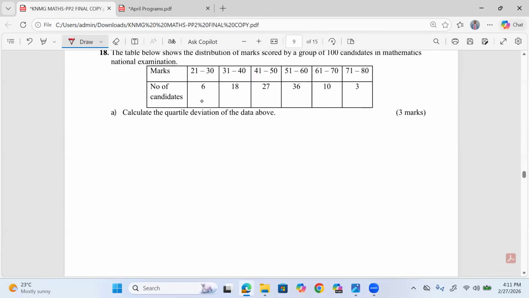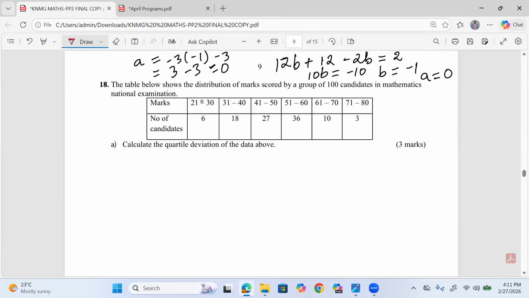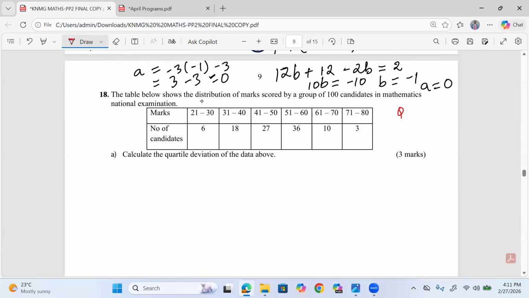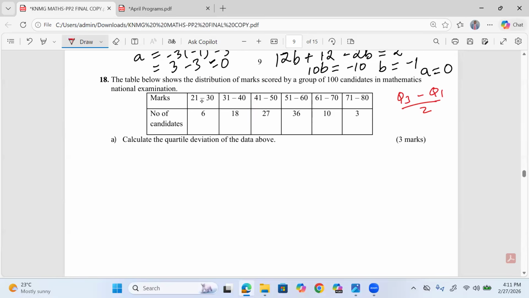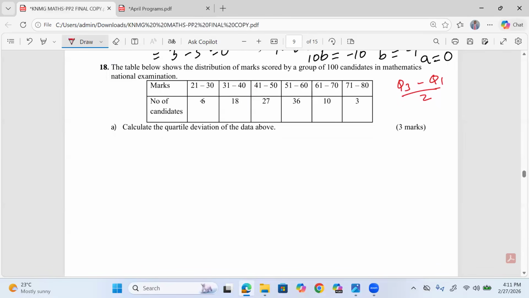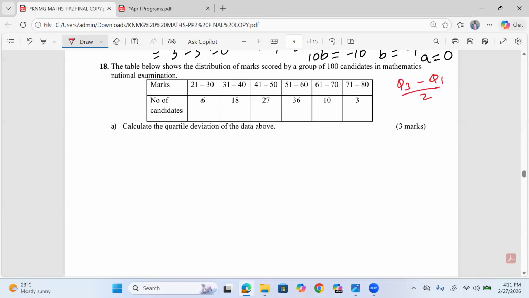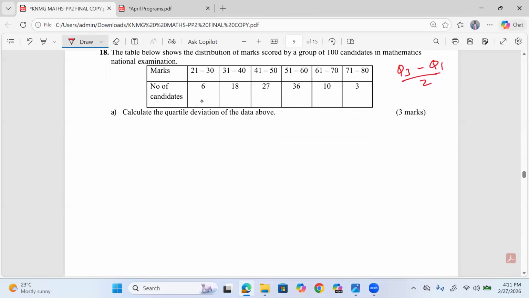Quartile deviation is also called the semi-interquartile range. Quartile deviation is given by Q3 minus Q1 over 2. You know, Q3 minus Q1, that is called the interquartile range. But when we divide the interquartile range by 2, it becomes the semi-interquartile range. So now, semi-interquartile range is what we are calling quartile deviation. Allow me first manipulate this data by writing it in columns and not rows, so that we'll be able to understand it keenly.